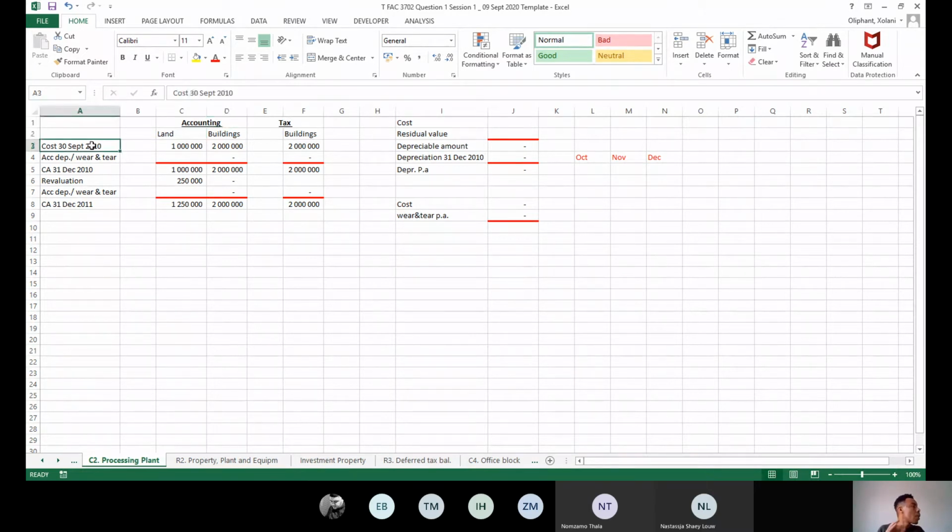So I know this was bought on the 30th of September, right? And then I know that on the 30th of December 2011, there was a revaluation that was done, right?